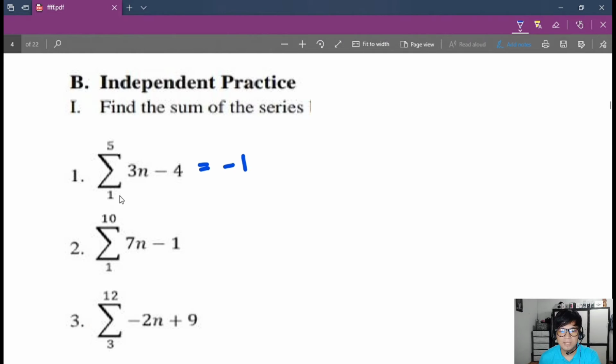Negative 1. Tapos, 2 naman. So, 2 times 3 is 6 minus 4. 6 minus 4 is 2. So, plus 2. Next, 3 times 3, 9. Minus 4, 5. Ang sequence natin, ang pattern natin, increasing by 3. So, 4 times 3 is 12 minus 4 is 8 plus 8 plus 11.